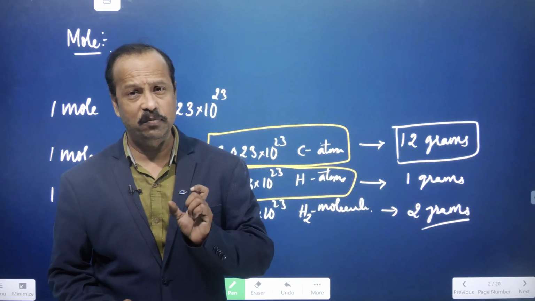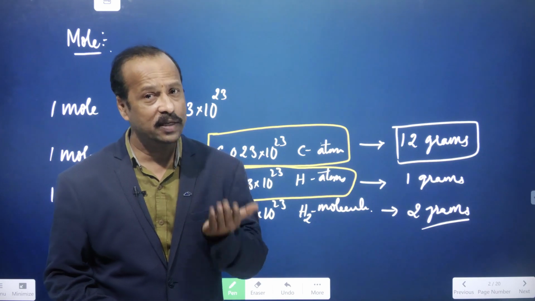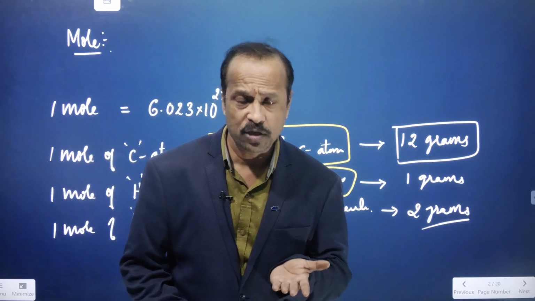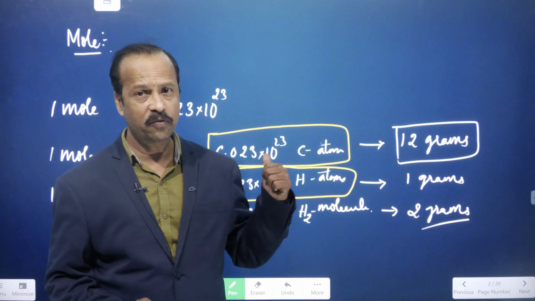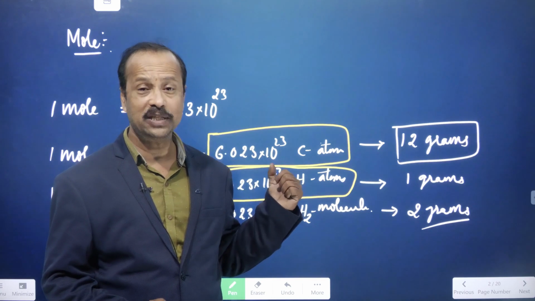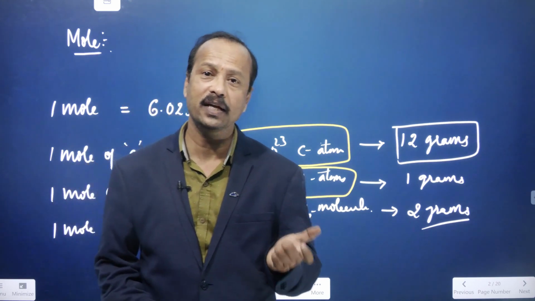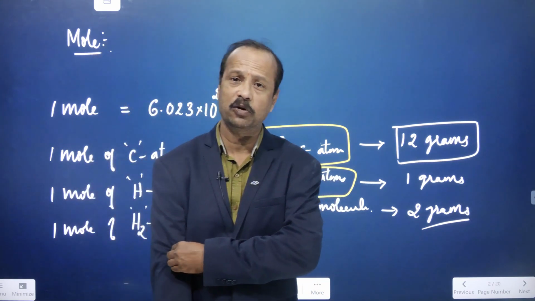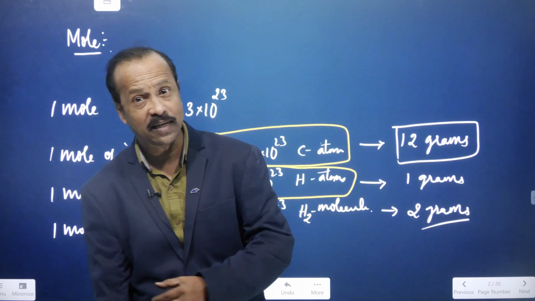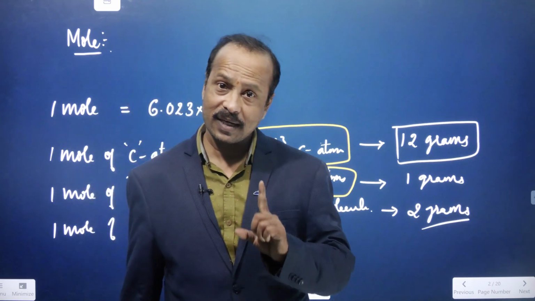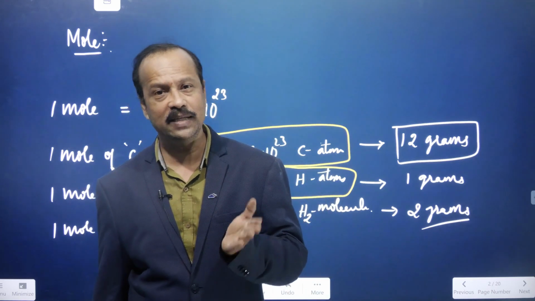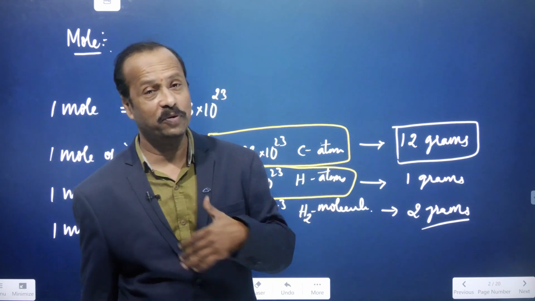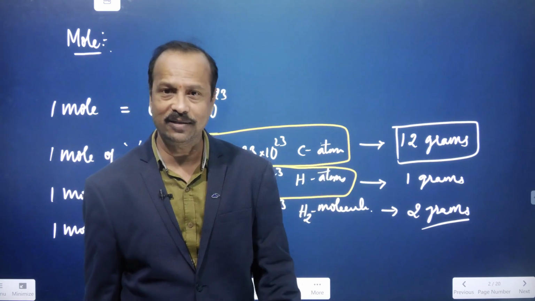Means what? For example, if you take carbon, the atomic weight is how much? 12. Atomic mass is 12. So 12 grams of carbon consists of 1 mole of carbon atoms. That is 6.023 into 10 to the power of 23 carbon atoms. If I ask what is the atomic mass of oxygen? Atomic mass of oxygen is 16. So 16 grams of oxygen, if I take, consists of again 6.023 into 10 to the power of 23 oxygen atoms, and so on.